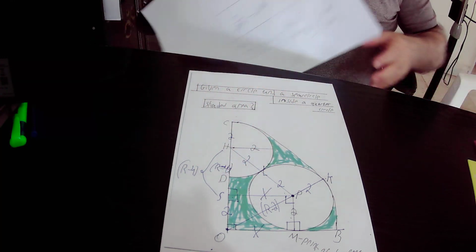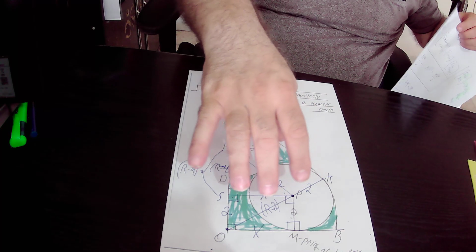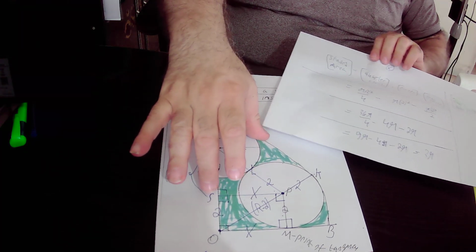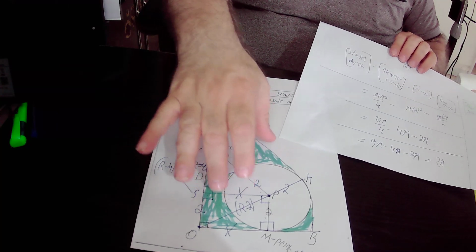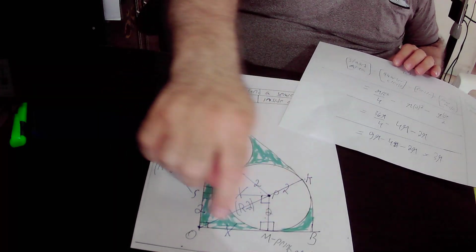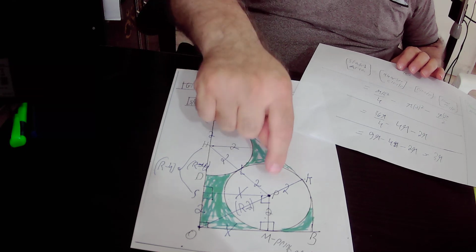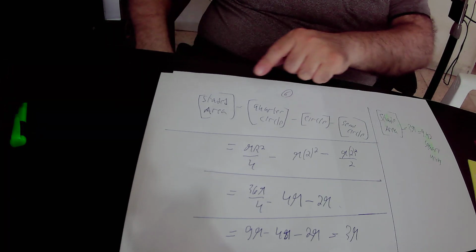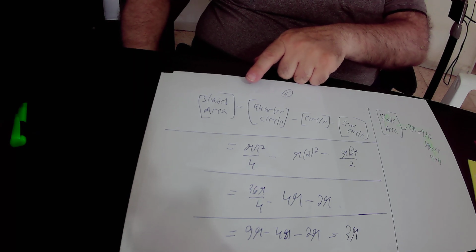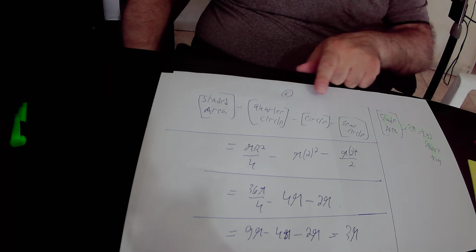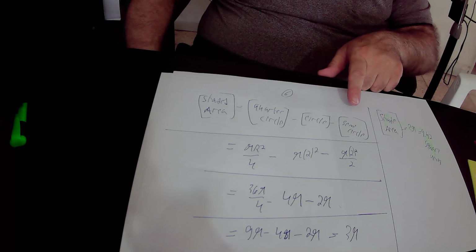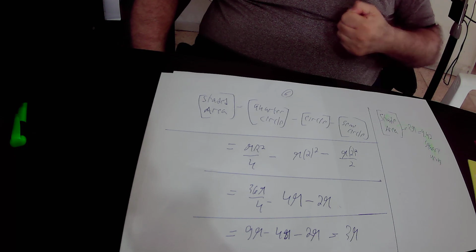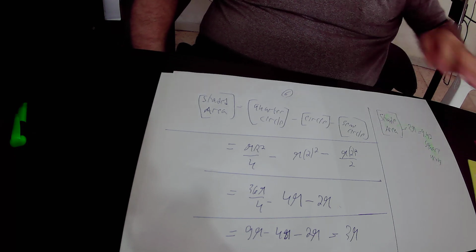And what is the area of this shaded shape? The area of the shaded shape equals the area of the quarter circle minus the area of the circle minus the area of the semicircle. I repeat, the area of the shaded area equals the area of the quarter circle minus the area of the circle minus the area of the semicircle. We have already found that the radius of the quarter circle equals 6 units.